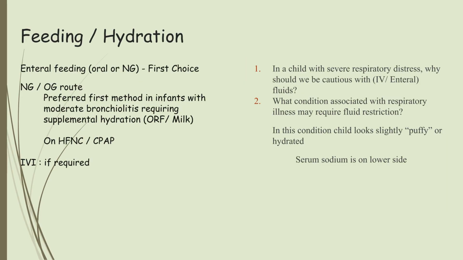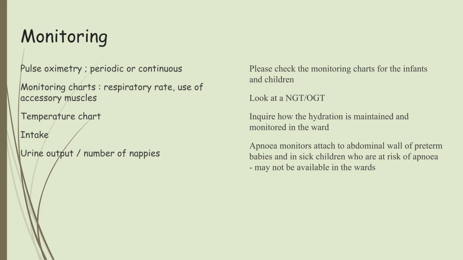Enteral feeding, oral or via NG/OG tube, is the first choice. IV fluids are reserved for when enteral feeding is not possible. Be cautious with fluids in severe respiratory distress, as associated conditions may require fluid restriction. Monitoring includes periodic or continuous pulse oximetry, respiratory rate, use of accessory muscles, temperature, intake, and urine output. Apnea monitors may be used for high-risk children, such as preterm babies.